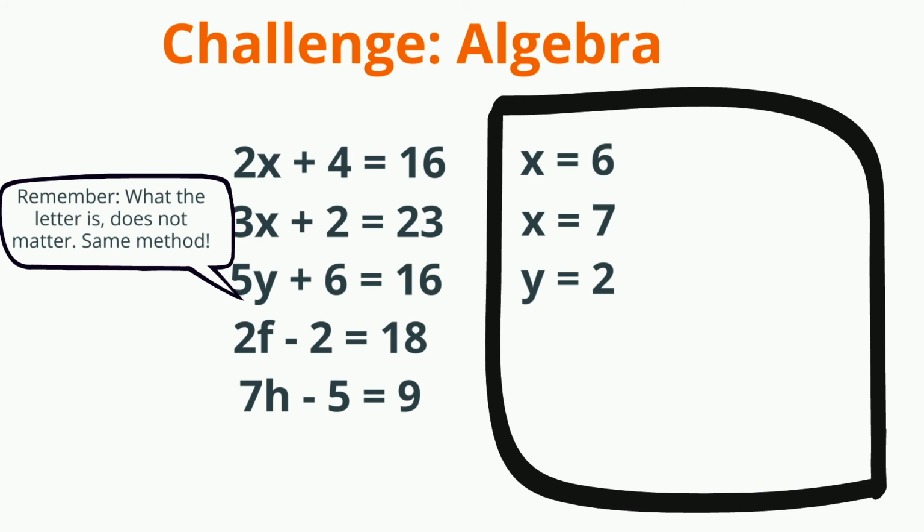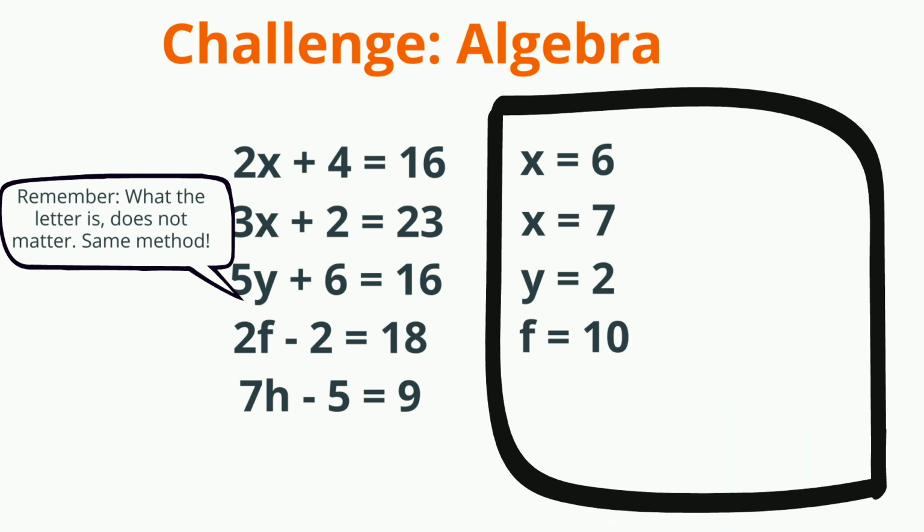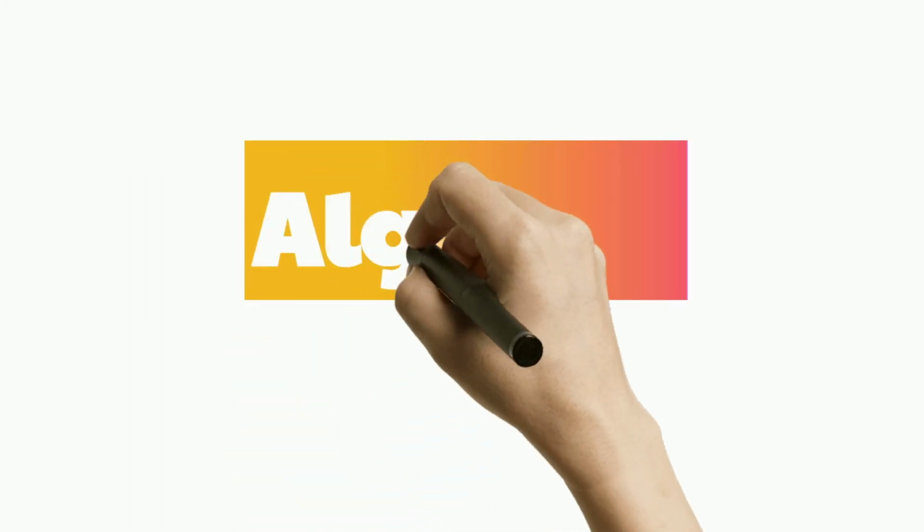Fourth question is 2f minus 2 equals 18. So add on the 2 means 2f equals 20. So if 2 lots of something make 20, the something in this case is 10. f equals 10. Finally, last one, 7h minus 5 equals 9. From here, we should have 7h equals 14. 14 split into 7 equal amounts. Every amount should be 2. So for this question, h equals 2. Excellent guys, that is Algebra Level 3 done.